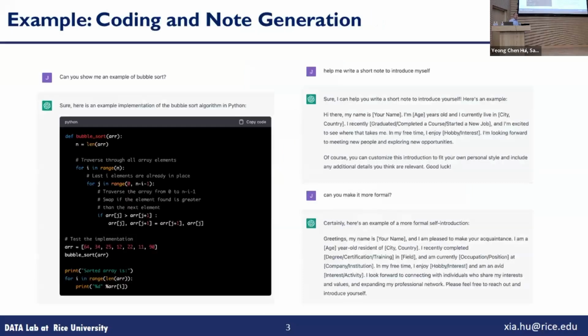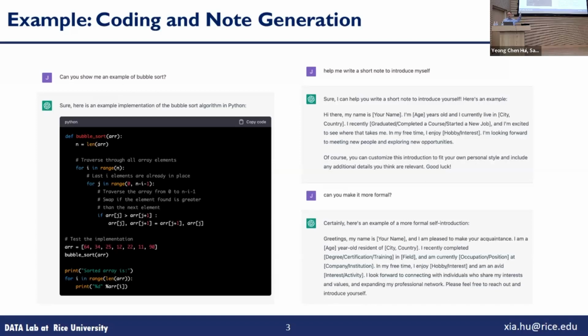What could ChatGPT do? If not all of you, I believe most of us have tried ChatGPT before. Here I would like to show 2 quick examples. For example, we can ask ChatGPT to write programming code for us. We can say, can you show me an example of bubble sort? And ChatGPT will return very nicely curated examples.